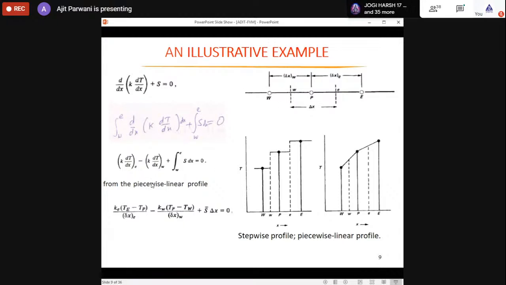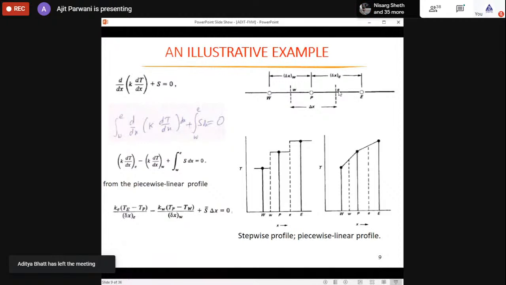So if I use the profile assumption for the temperature in order to find out the value of dT by dx at east, by assuming the profile as a linear function, shall I use the same profile for finding out the value of k at the east surface, because k at e is not available? For k at e we have to convert it into either P or E terms, because the variables are only stored at the node points, not in between the two grid points.